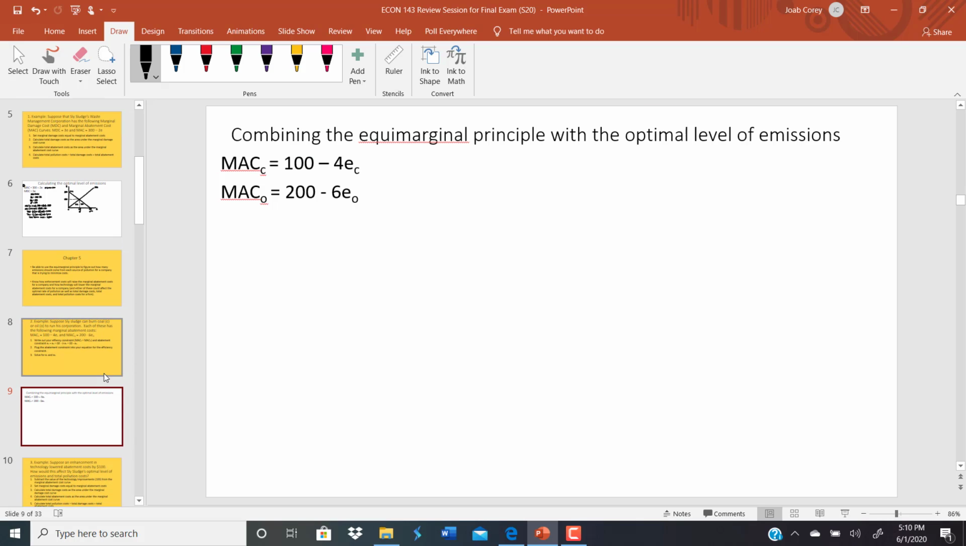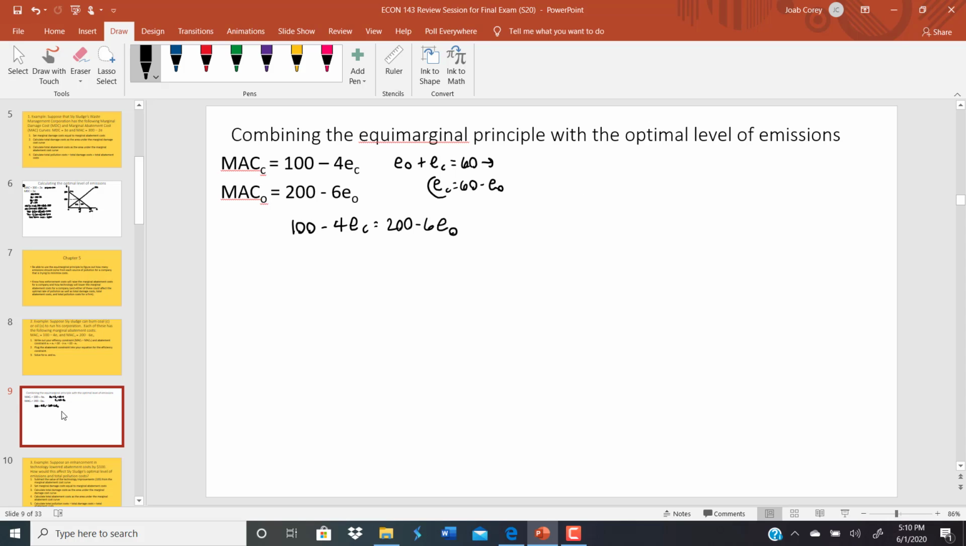So what I've done here is I've written these two equations right here, just to make sure that you can see them as we're going through this problem. And remember, we also have this constraint of E sub O plus E sub C is equal to 60, which is the same thing as saying that E sub C is equal to 60 minus E sub O, just by moving that E sub O over to the other side. All right, once you've got that set up, then you can go ahead and start setting these two equations equal to one another. So you got 100 minus 4 E sub C is equal to 200 minus 6 E sub O.